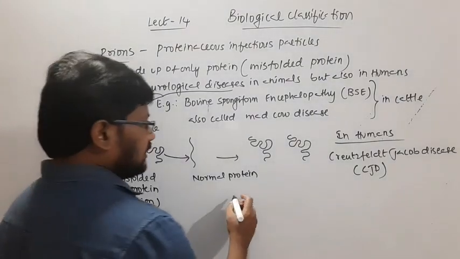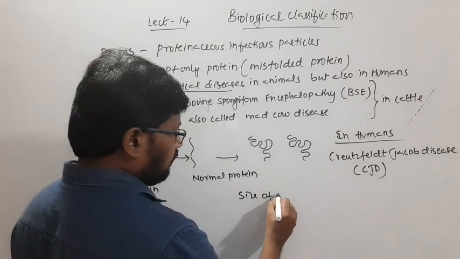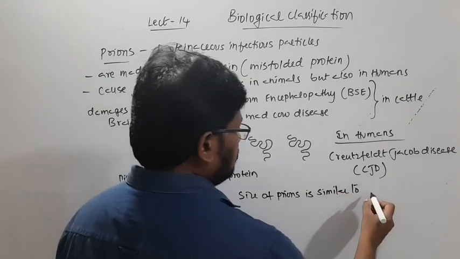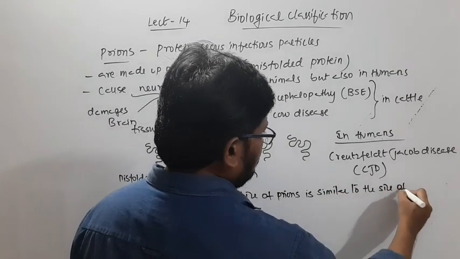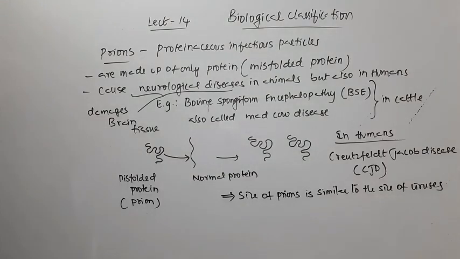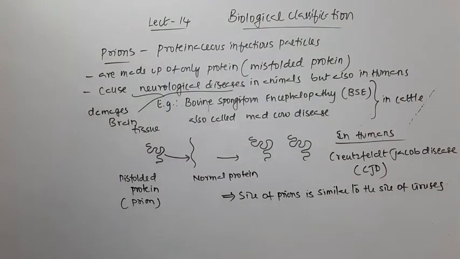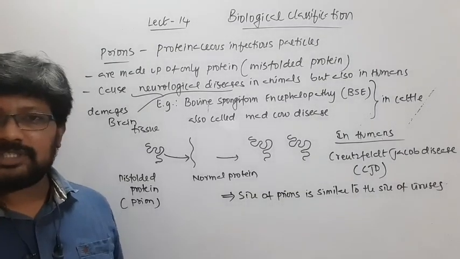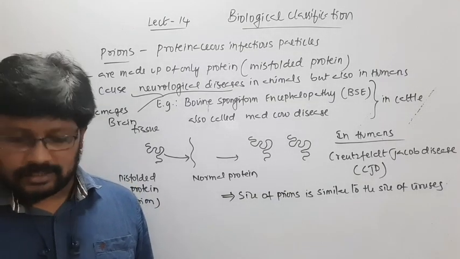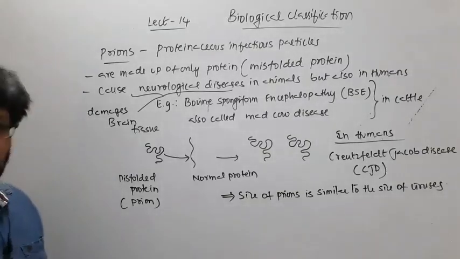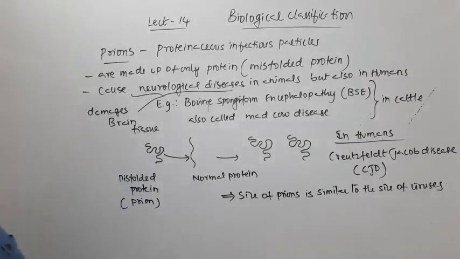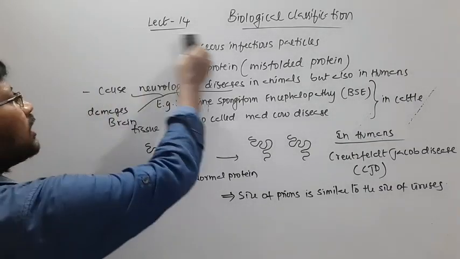And coming to size, the size of prions is similar to the size of viruses, right? And because it damages the nervous tissue, the person can go into coma, and finally it results in death of the person. Not only in humans, in animals also the same situation can be seen. Okay, so that's about prions.